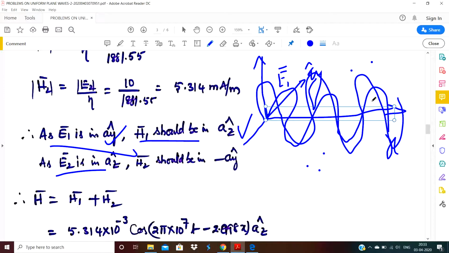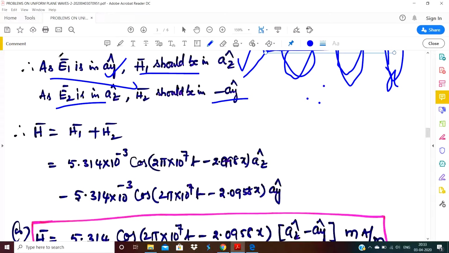X to z means actually x into y, so it will be in the negative y axis. So from these two, based on E1 the direction of H1 is az, based on E2 the direction is az. As the direction of propagation is already the x axis, x to z is not a direct relation, so it is along minus ay cap. So H bar is equal to H1 bar plus H2 bar.